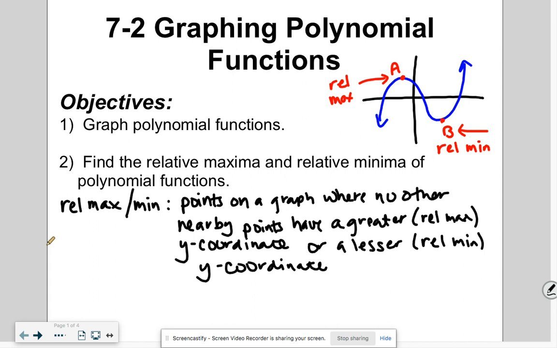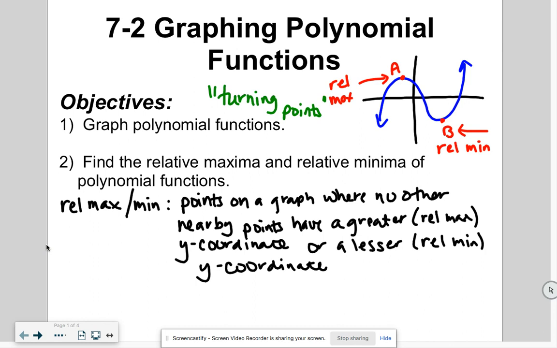Okay, so these are often called turning points on a graph. So A and B, as you notice, those are where the graph turns and goes a different direction. So on this graph, it's going up and then back down and then back up. So those are called the turning points of a graph. And if this is a cubic function, which it is, we have two turning points for a cubic function.